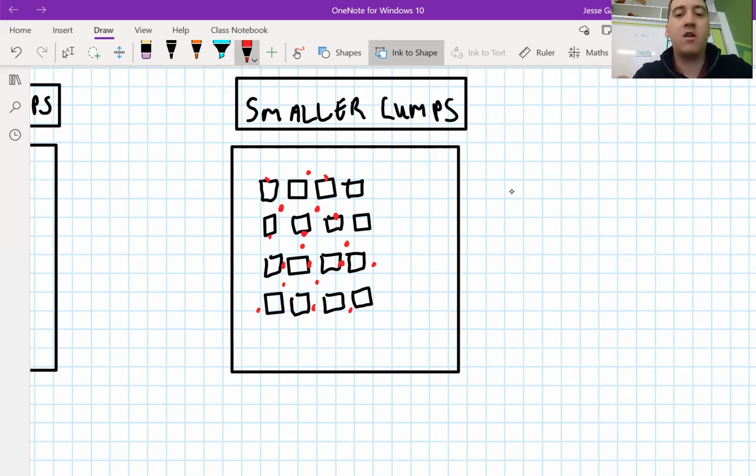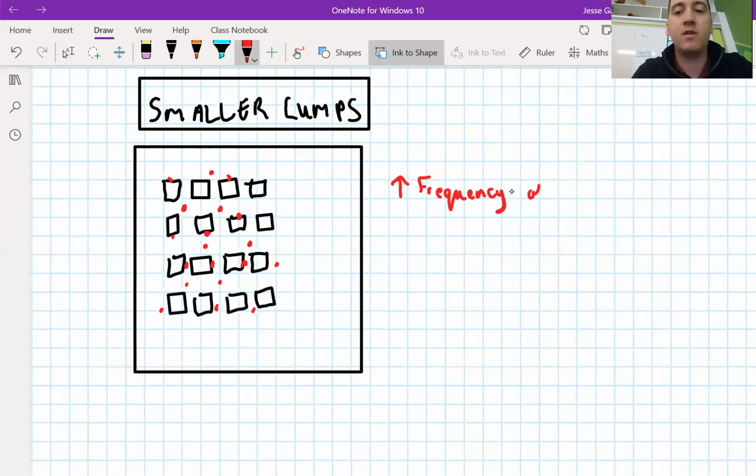This means we get a higher frequency of collisions. I'm going to write that here. Higher frequency of collisions. This means that collisions happen more often. Higher frequency of collisions when you've got a larger surface area. And if you've got a higher frequency of collisions, then you have a higher chance of successful collisions. And this is what leads to chemical reactions.